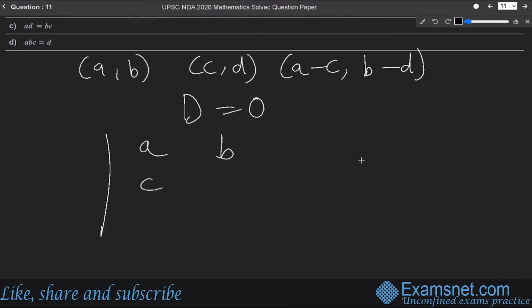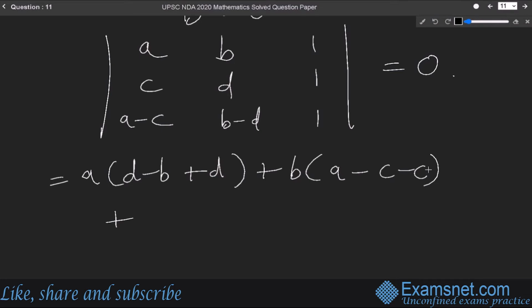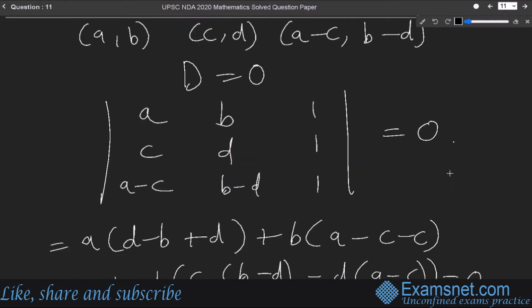So it will be the rows a, b, 1; c, d, 1; and a minus c, b minus d, 1. Now we have to prove that this is equal to 0. Then only these 3 points will be collinear. So on expanding further, it will be a into (d minus b plus d) plus b into (a minus c) plus 1 into (c into (b minus d) minus d into (a minus c)) is equal to 0. We have expanded it first by removing the first row and the first column, then by removing the first row and the second column, and then by removing the first row and the third column.